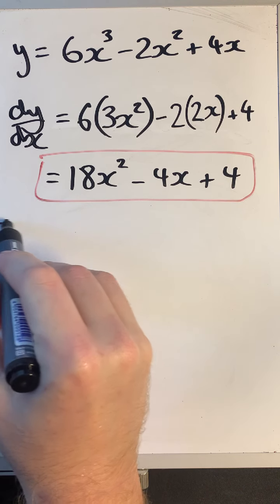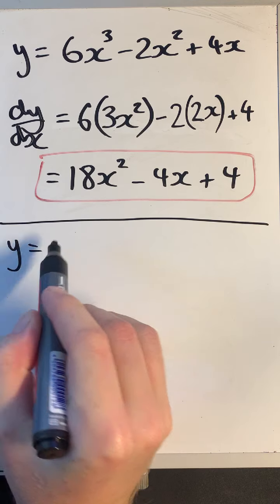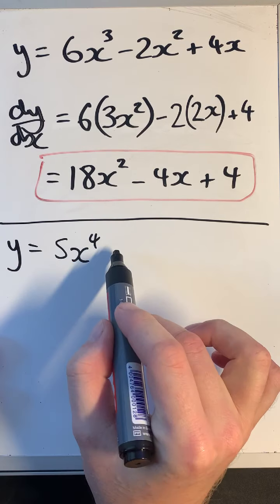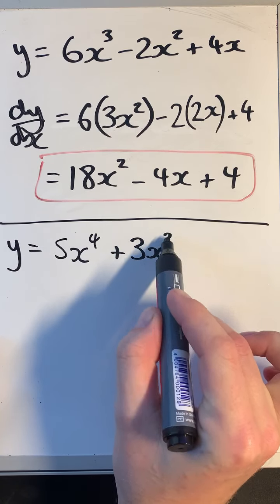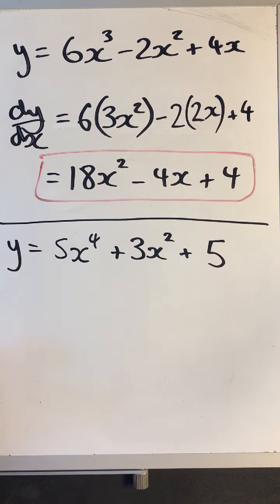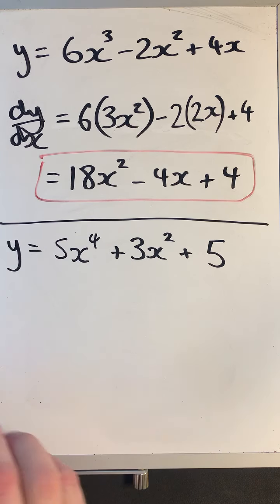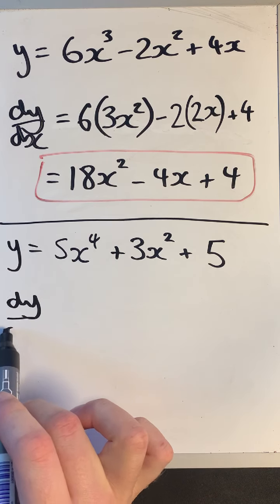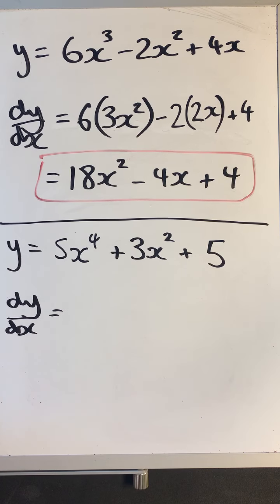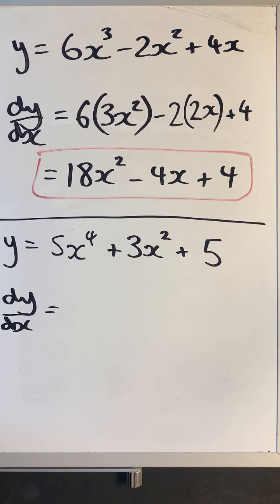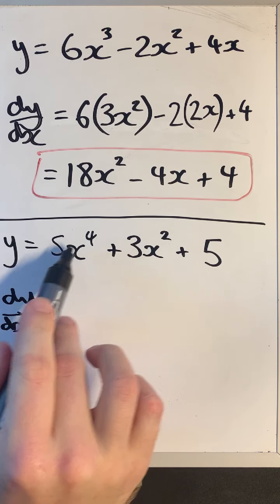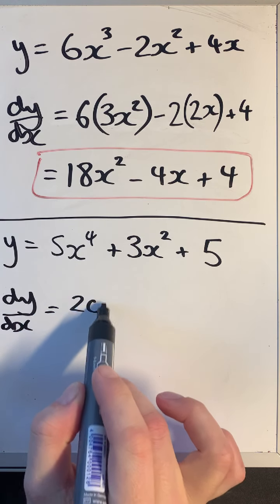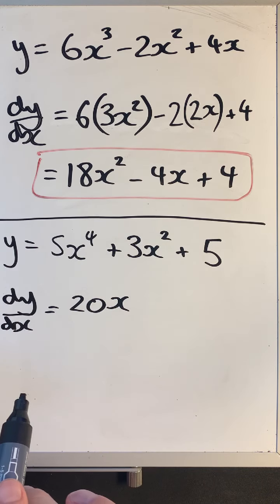Another quick example then, of a function that looks something like this. 5x to the 4 plus 3x squared plus 5. Let's differentiate this. dy dx is equal to, bring the power down in front. There's a number already, so they multiply. 4 times 5 is 20x. Take 1 off the power.